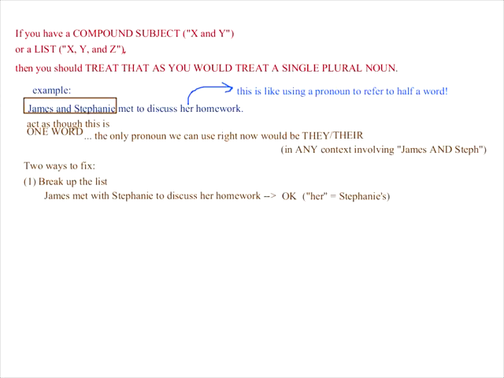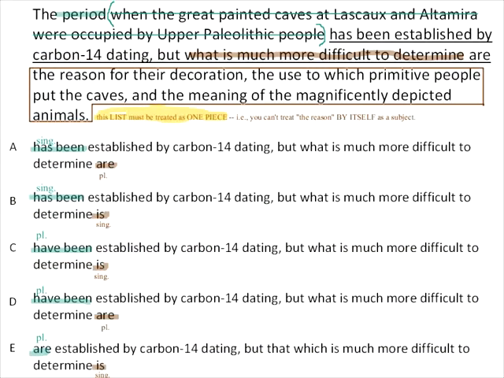The other way to do it is to just repeat words. So if you say something like, James met with Stephanie to discuss Stephanie's homework. This is okay. But the point is, you've got to consider this.